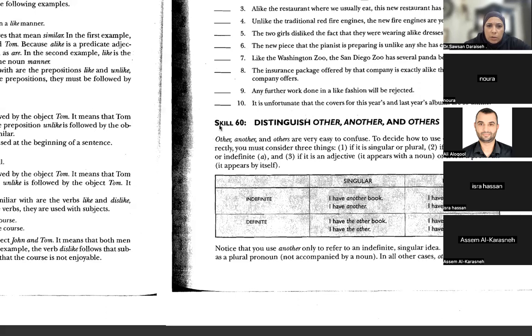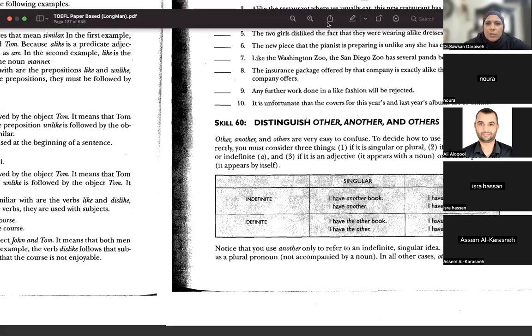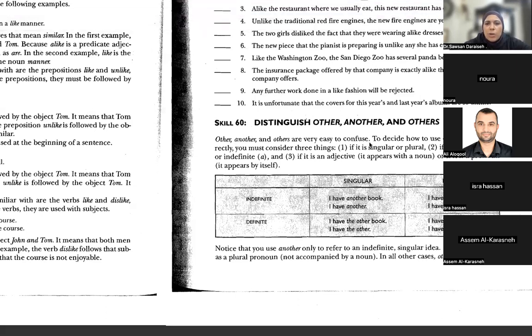Other, singular; another, to add to the first; and others are very easy to confuse. Some people confuse them, like make mistakes, when they use them. To decide how to use each of them correctly, you must consider three things. What shall we think about, guys? First of all, if it is singular or plural. So is this word singular or plural? From the S, you can tell, right? If it is definite, the, or indefinite, all right?